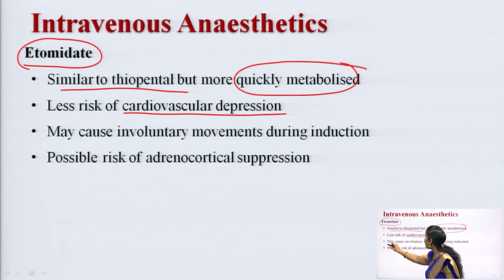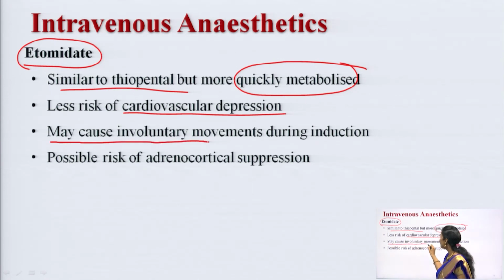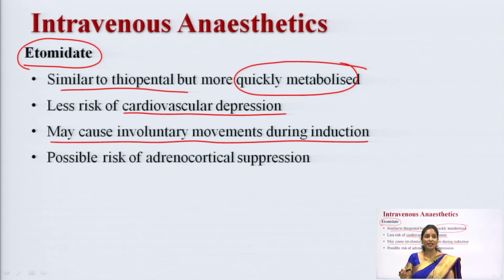Okay. And if I talk about its adverse effects, it may cause voluntary movements during induction. When you are inducing with Etomidate, you can see these movements, right. The possible risk is adrenocortical suppression. So adrenocortical suppression is a possible risk. This is a major risk you can see with the Etomidate drug.